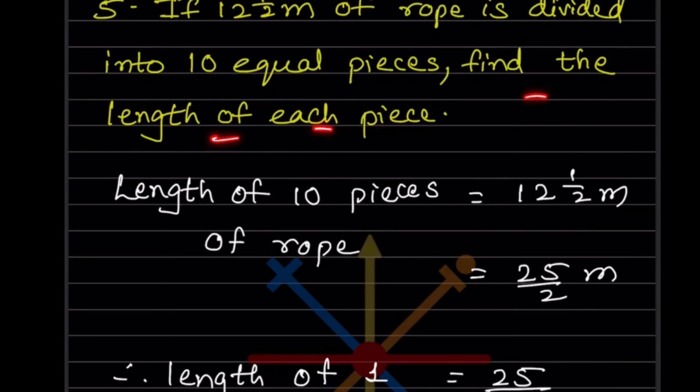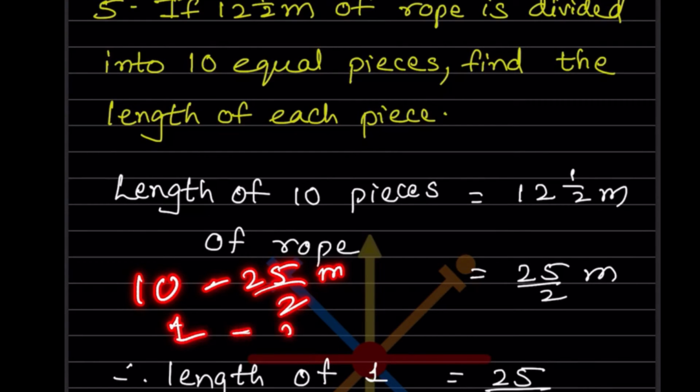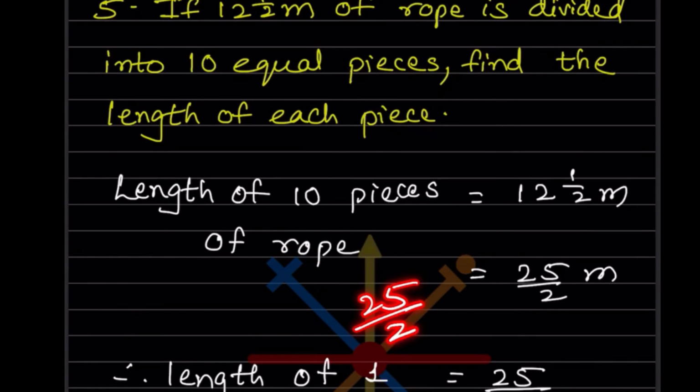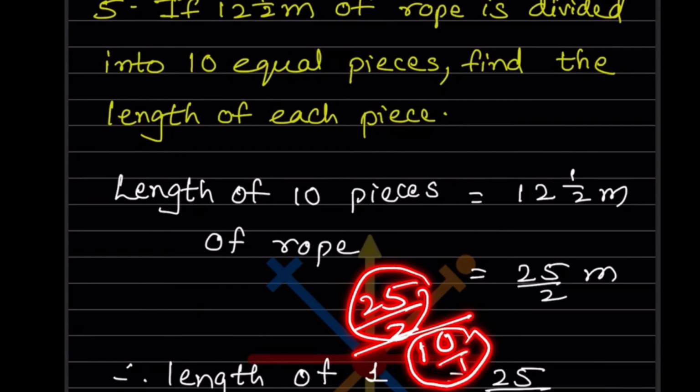Now we want to find the length of each piece, which means the length of one piece. So see here, 10 pieces are 25 by 2 meter. So 1 will be how much? This is the length, this also is the length. So we will multiply. Whenever there are two numbers, one number goes in the numerator and one number goes in the denominator. So what will that be? 25 by 2 divided by 10, because that 10 will go in the denominator. See, this is the numerator and this is the denominator. So we can write this as 10 by 1. So we write 25 by 2 stays the same, and this 10 by 1 is going to flip over. So this is going to be 1 by 10.